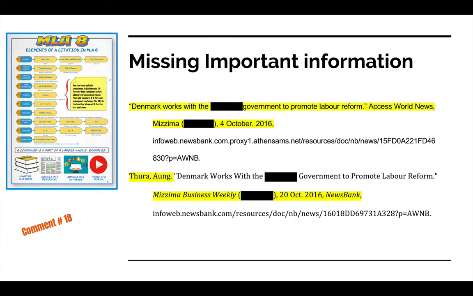There were many citations where we could not tell what the source was because there was so much missing information. So in this example along the top, we're missing the author, we're missing the publication that the article comes from, and we're missing a date of publication.